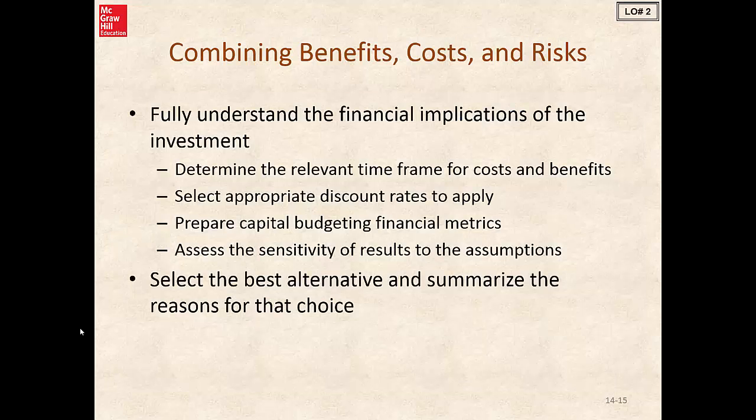Combining benefits, costs, and risks. We need to fully understand the financial implications of the investment. So we need to determine the relevant time frame for costs and benefits, then select appropriate discount rates to apply. We need to prepare capital budgeting financial metrics and assess the sensitivity of results to the assumptions. We also need to select the best alternative and summarize the reason for that choice.